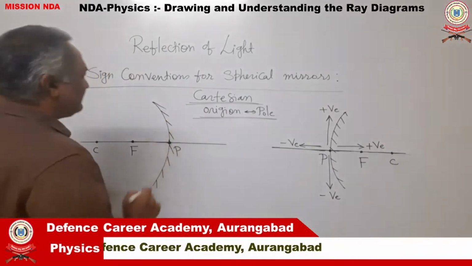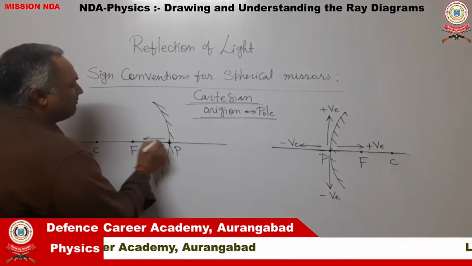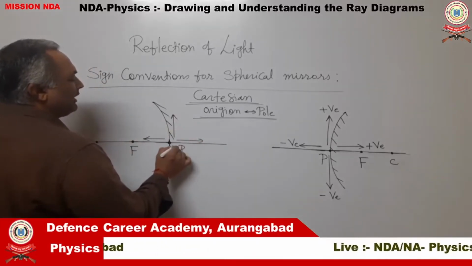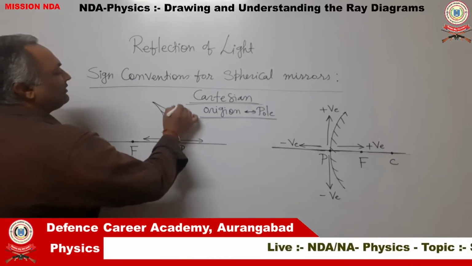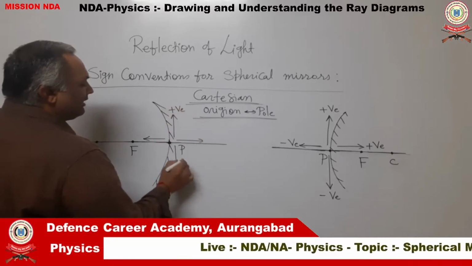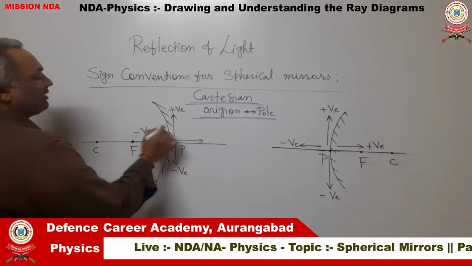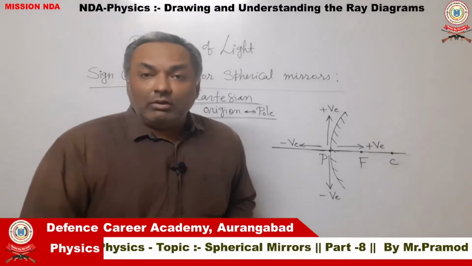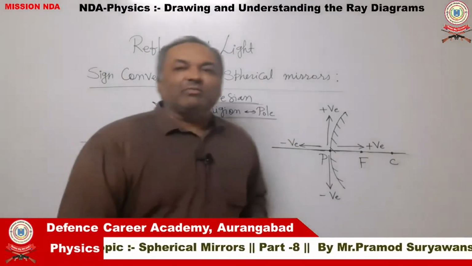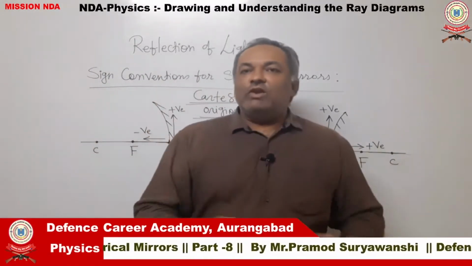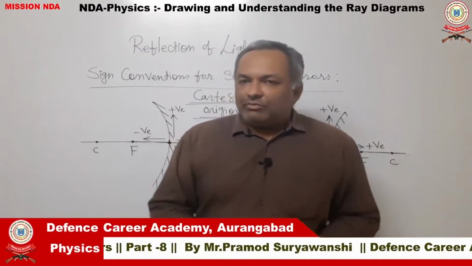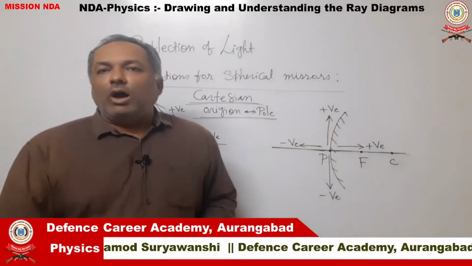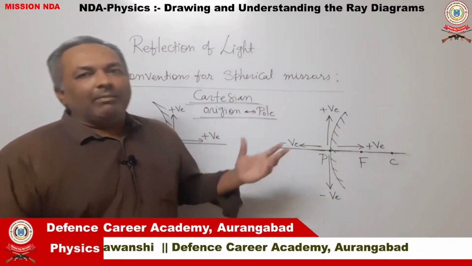This applies to the concave mirror as well. So distances measured in the vertically upward direction are positive, vertically downward negative, to the left negative, and to the right positive. Now if you consider the position of various points like the focus, the center of curvature, the position of the object, where the image will be formed and how, accordingly you can draw some general conclusions about spherical mirrors.